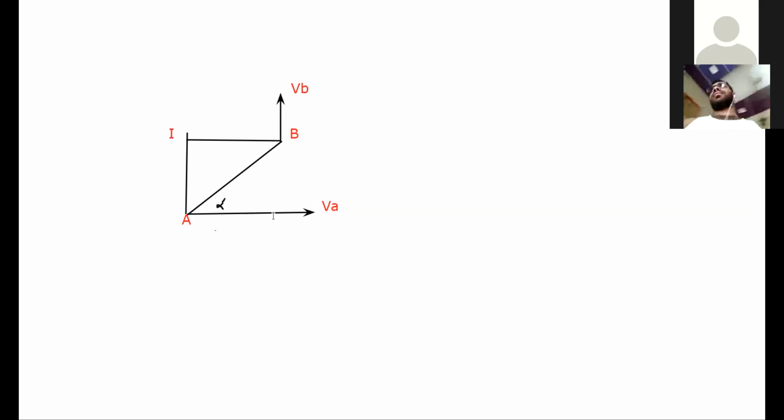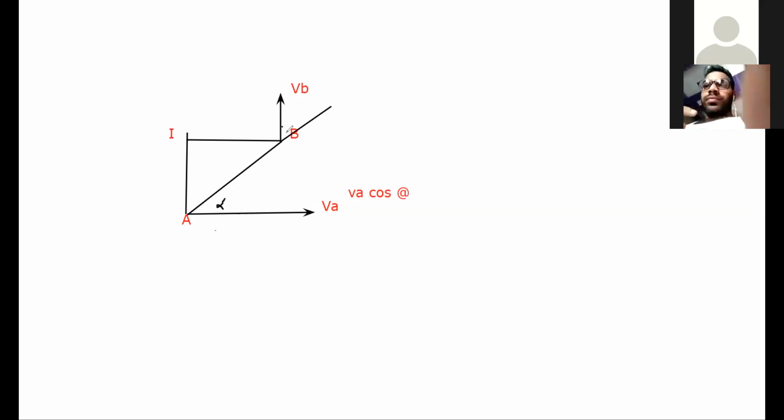If I resolve this component, what will my component be on this side? I can write it as VA cos theta. Here the horizontal component, if I make it like this, then this is alpha. And if I extend this, you can see this is my angle, which I will mark as beta.